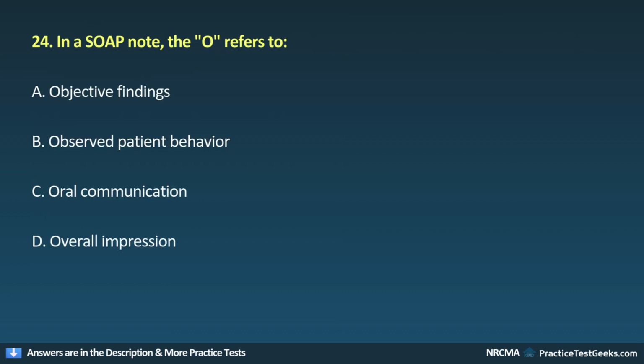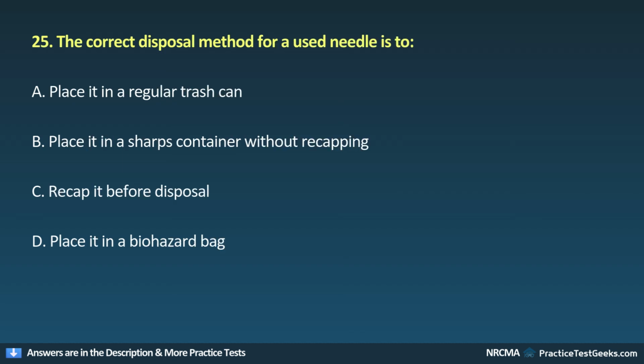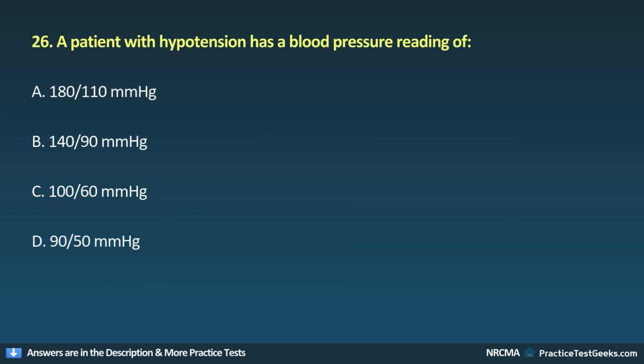24. In a SOAP note, the O refers to A. Objective findings. B. Observed patient behavior. C. Oral communication. D. Overall impression. 25. The correct disposal method for a used needle is to A. Place it in a regular trash can. B. Place it in a sharps container without recapping. C. Recap it before disposal. D. Place it in a biohazard bag.